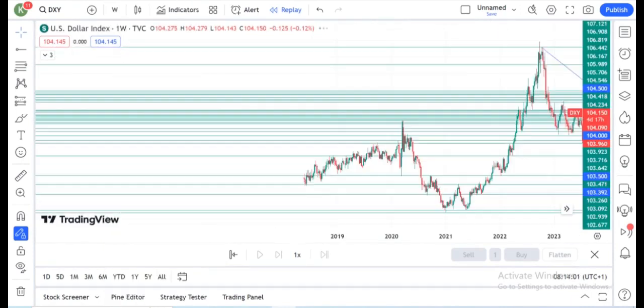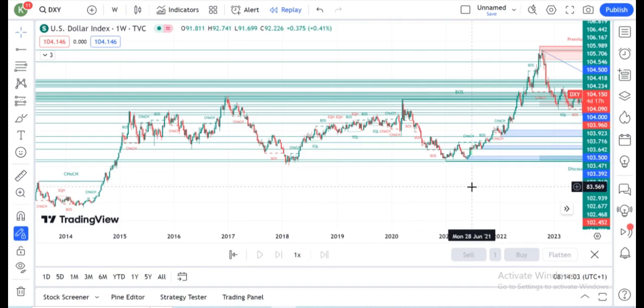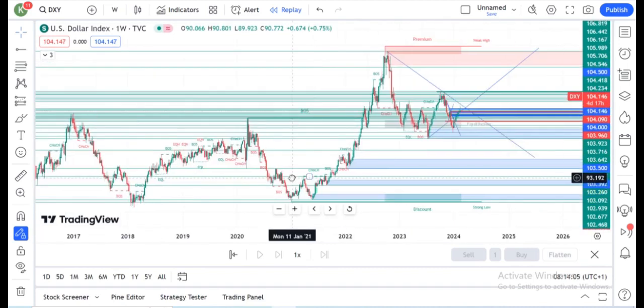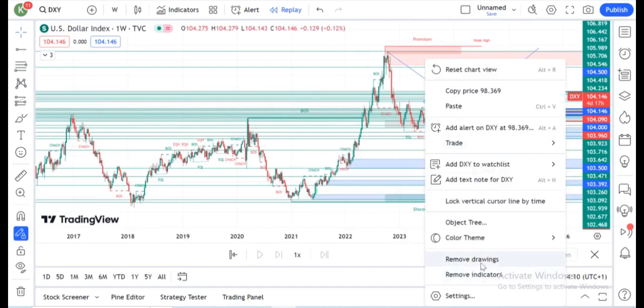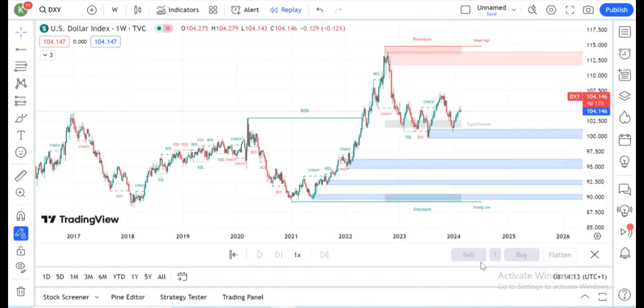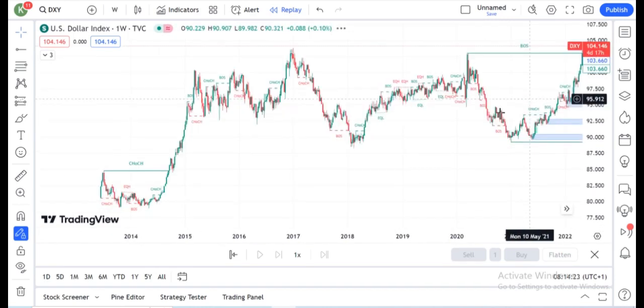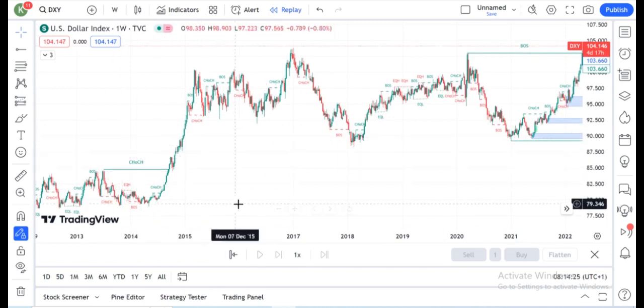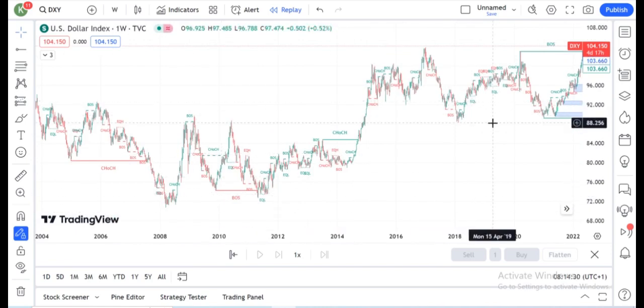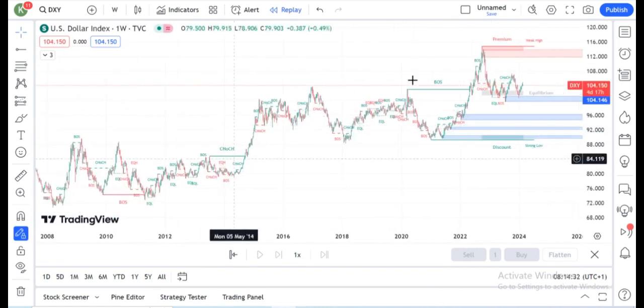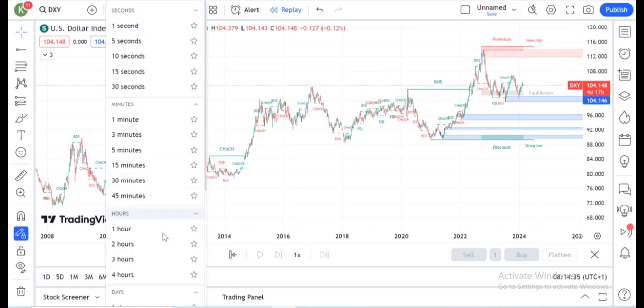Okay, you can come from the 1 week time frame. I can remove drawings on dollar because I didn't do any recent drawings. So we can look at it from the 1 week time frame, and then we can look at what's going on. This is a bullish break of structure. This is a bullish change of character. So that means dollar is going up on the upside. You can see it. Okay, dollar is currently on the upside for the 1 week time frame.